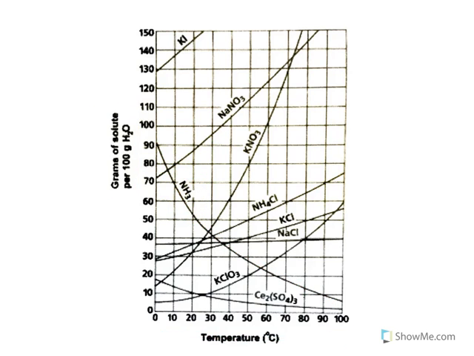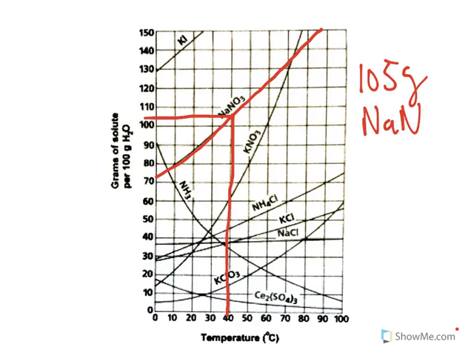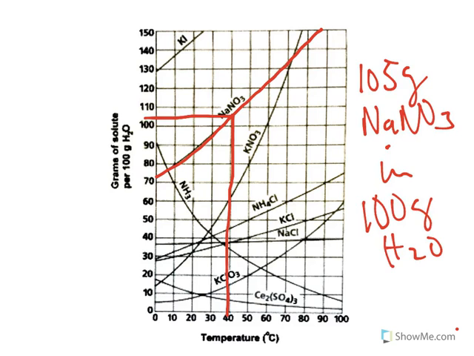Okay, let's talk about what this curve means. Let's use this one as an example. What that tells you along this curve is that's the maximum amount of solute that you can dissolve at that temperature in 100 grams of water. So let's say at 40 degrees, the most amount of sodium nitrate I'd be able to get to dissolve in 100 grams of water would be 105 grams of sodium nitrate in 100 grams of water. That's the solubility at 40 degrees C.